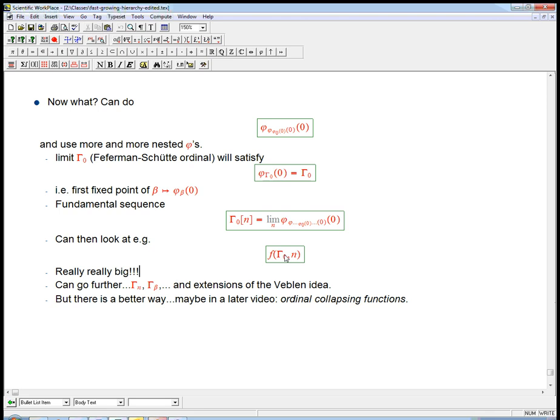And it's not too hard to go to gamma 1, gamma 2, gamma 3, gamma sub n, gamma sub beta for an infinite ordinal. And it turns out there's even extensions of the Veblen idea. I haven't given you the full version of it. That actually do go fairly far beyond gamma naught, even though gamma naught's a really important way station, this Feferman-Schütte ordinal. So there's extensions of this idea that we could actually go further. But once again, like we've seen before, it starts getting maybe a little ad hoc. And it turns out there's a qualitatively better idea that even goes beyond that. It's called ordinal collapsing functions. We might do that in a future video.